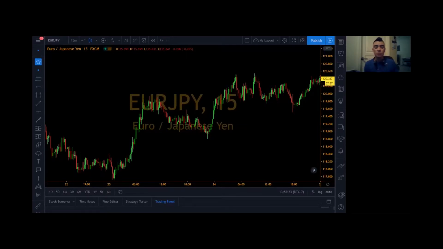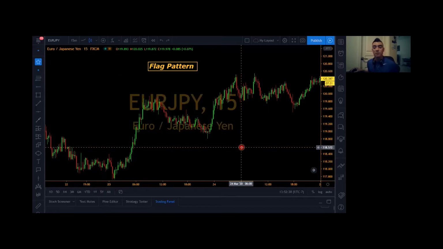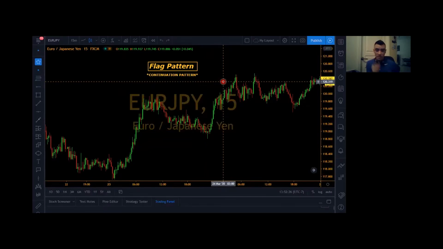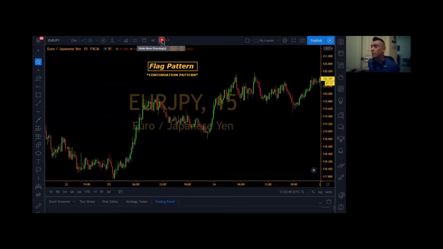But without further ado, let's get started and go over one of my favorite patterns, my bread and butter thing I mainly look for, and that's the flag pattern, right? The flag pattern is a continuation pattern. That means once price is going up, we're going to have that retracement and it's going to continue up. Or if it's coming down, it's going to have that retracement and then continue down afterwards, right?